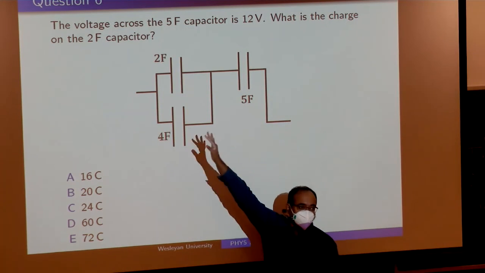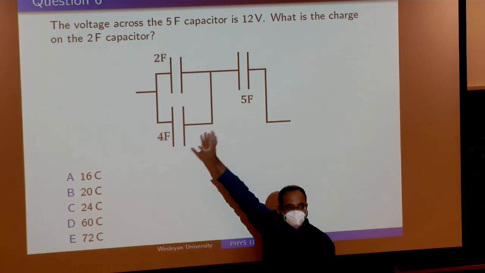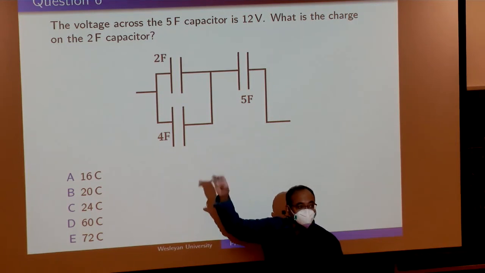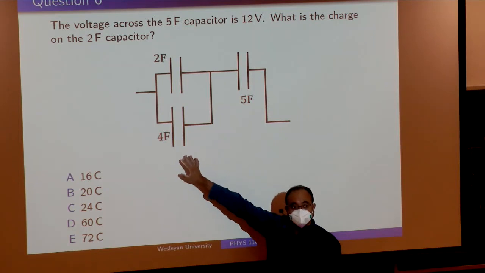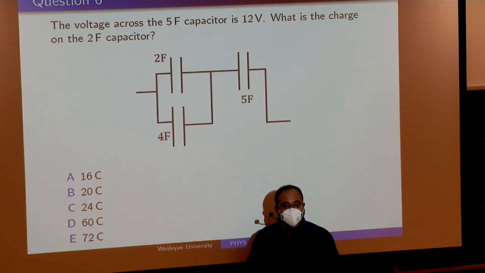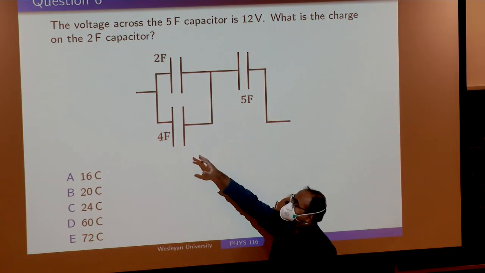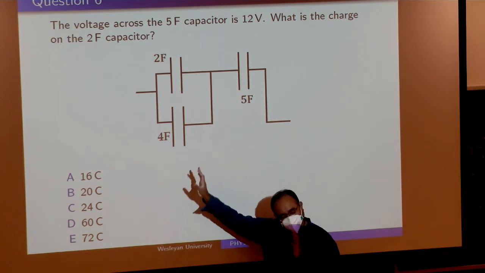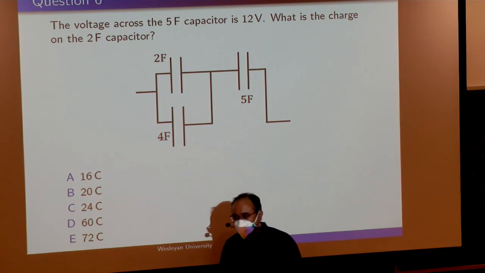The combination of the 2 farad and 4 farad is in series with the 5 farad. So the combination of these two should have the same 60 coulombs. How much does each one get? Well, they are in parallel, right? The 2 farad and the 4 farad. So they have the same voltage. So the only thing that determines which one gets more charge is the capacitance. The bigger the capacitance, the more the charge. So they'll split it in a 2 to 4 ratio. So you have 20 coulombs on the 2 farad and 40 coulombs on the 4 farad, for a total of 60.